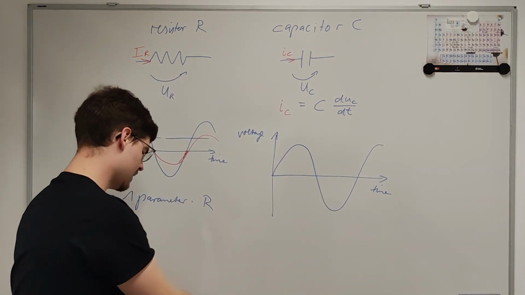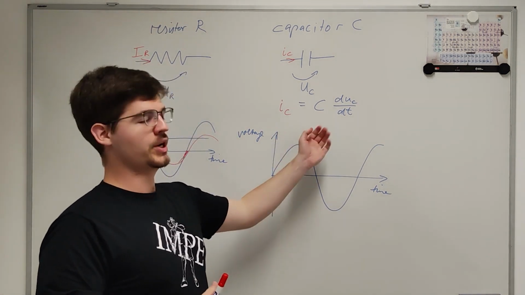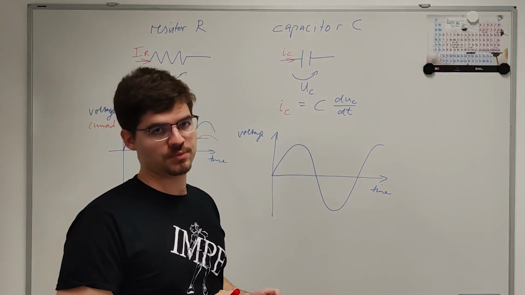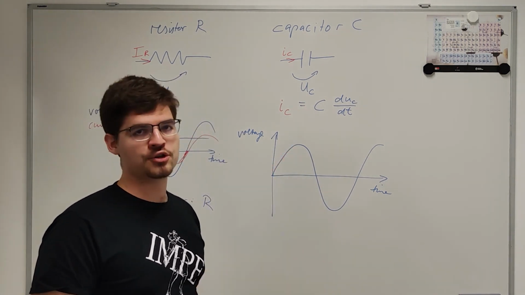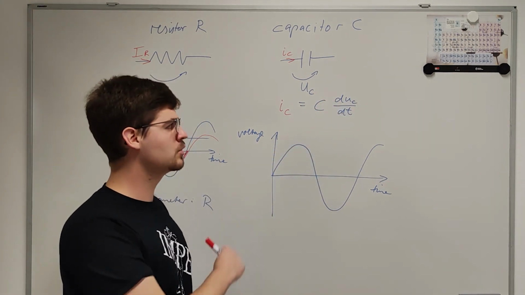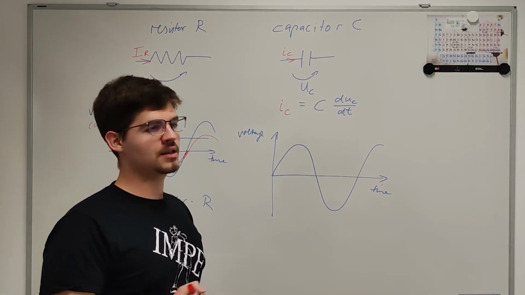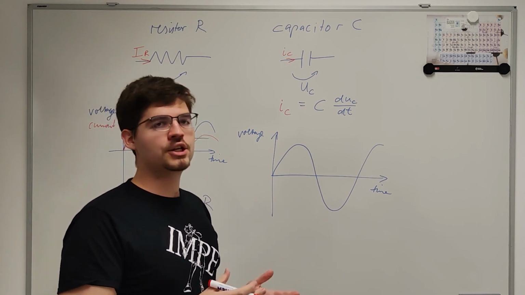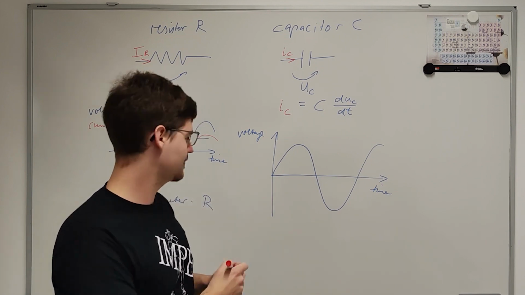Now, the current that we can expect is described by this equation. And the current that we see is related to the rate of change of the voltage. And since we have chosen a sinusoidal excitation, so UC is some sinusoid with a given amplitude, then we can calculate the derivative of this. And if we take the derivative of a sinus, we end up with a cosine. And this is essentially just another sinusoidal function that is shifted by 90 degrees.